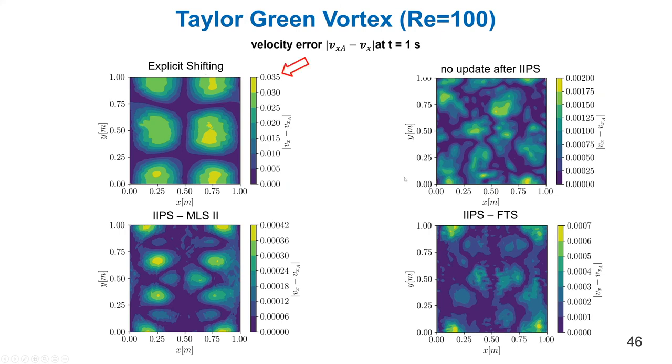So if we compare the error, now we are simulating a 2D viscous Taylor-Green vortex for Reynolds equal to 100, and we are actually solving it using a full SPH scheme. If we look at the error in the velocity field we are getting for the explicit shifting, this is the maximum value. If we don't update the physical quantities after the implicit iterative particle shifting, then we achieve an error that is one order of magnitude smaller than the one we get with explicit shifting. But if we go to the MLS2 corrections for the physical quantities, or the ones obtained with the advection corrections, you see that the error reduces quite substantially again.